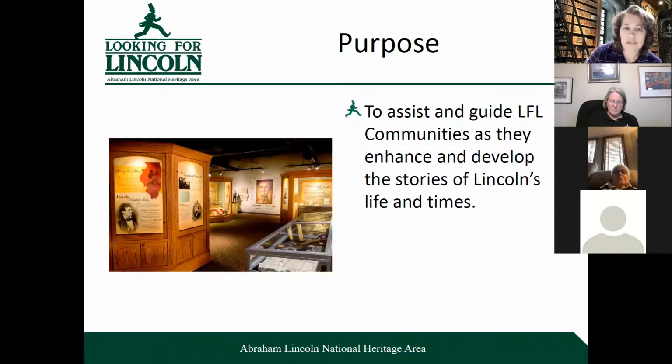And that is really what it's here to do, is to assist and help, and maybe start conversations that you haven't had in your communities yet about the stories you're telling and how you could potentially enhance and improve the telling of those stories.